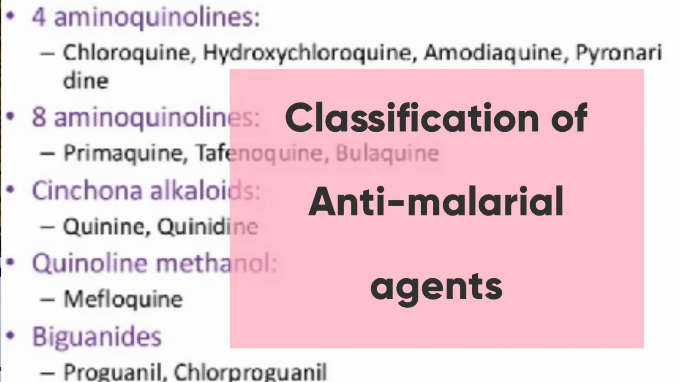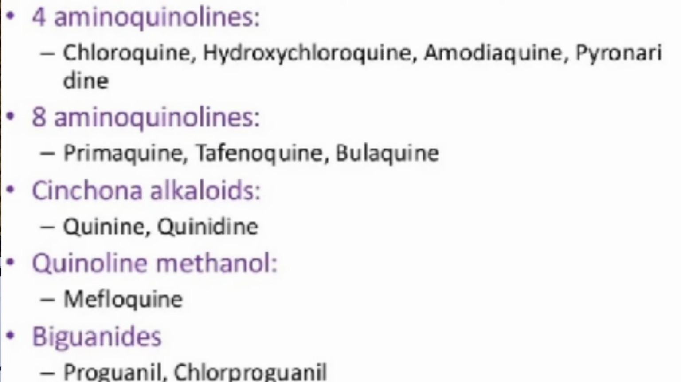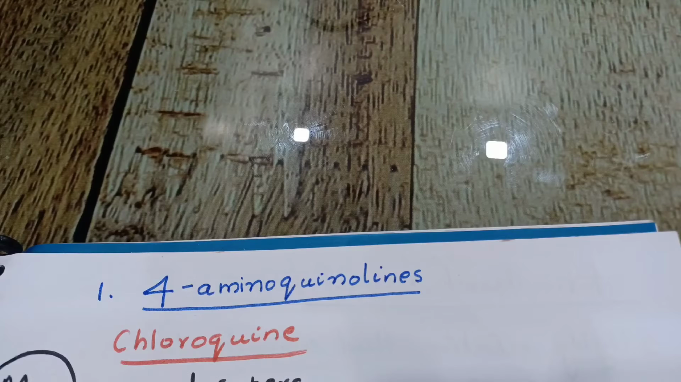We've already seen what is malaria and the life cycle of malarial parasite. Now let's study the classification. 4-aminoquinolines: chloroquine, hydroxychloroquine, amodiaquine, pyronaridine. 8-aminoquinolines: primaquine, tafenoquine, bulaquine. Cinchona alkaloids: quinine, quinidine. Quinoline methanol: mefloquine. Biguanides: proguanil, chlorproguanil. So these are like the chemical classification.